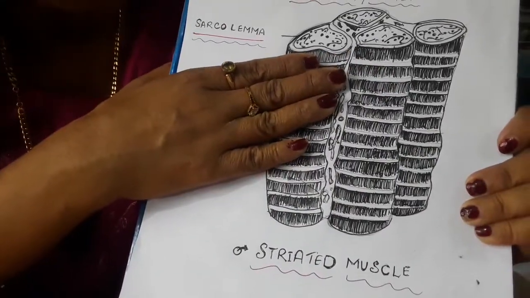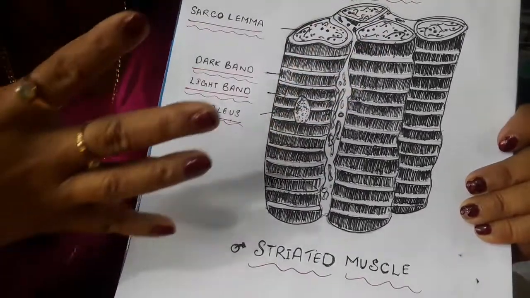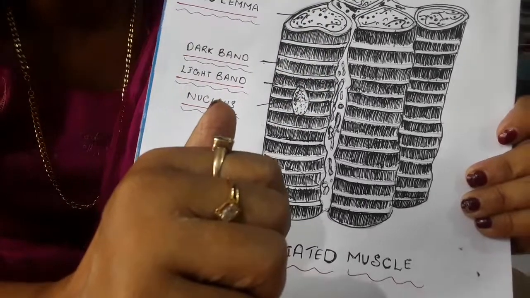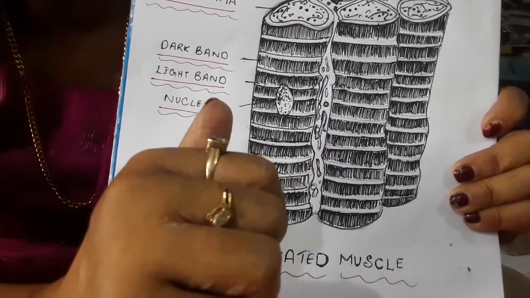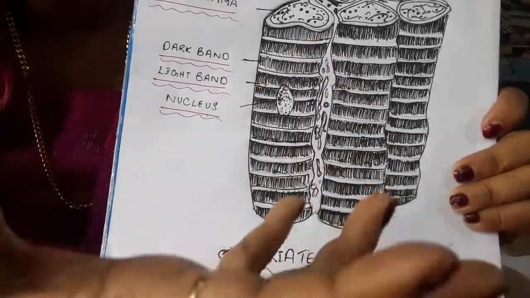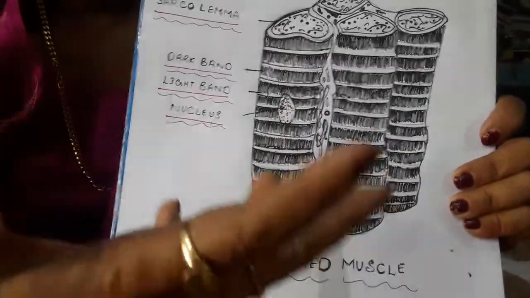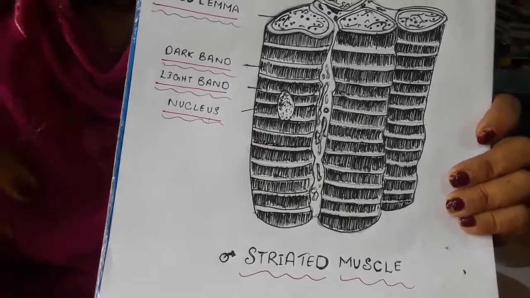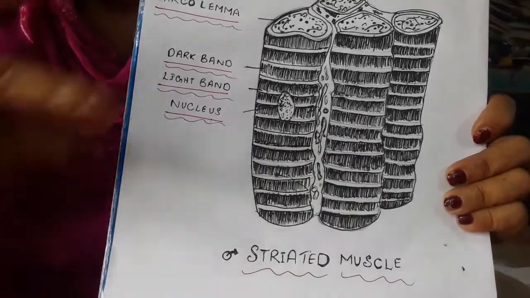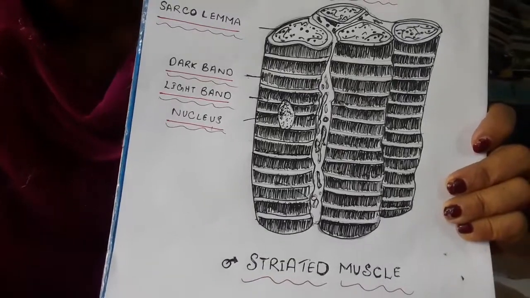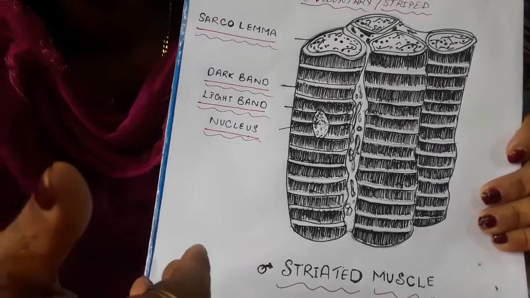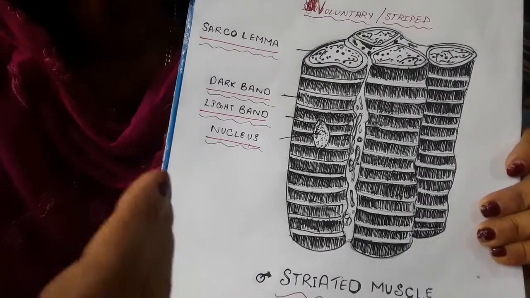Since these muscles work under our control, they are also called voluntary muscles. They are usually present in the limb region, that is the hands and legs. When you want to move your hand, you move, walk, jump, ride. That is according to your will. So those muscles which work under our control are called voluntary muscles.